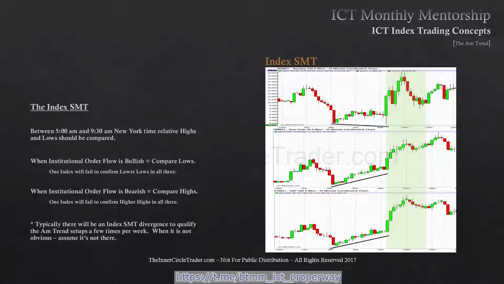Now, typically there will be an index SMT divergence to qualify the AM trend setups a few times a week. There's been some instances over my observations when I was really active in following the indices where there's been every single trading day, some measure of an index SMT divergence. It does not equate to a large opportunity with low risk, but if you look hard enough and scout it hard enough, you'll find a crack in the correlation, and then there's some kind of a little move that takes place. It's important to look for them, but don't strain your eye looking for them.